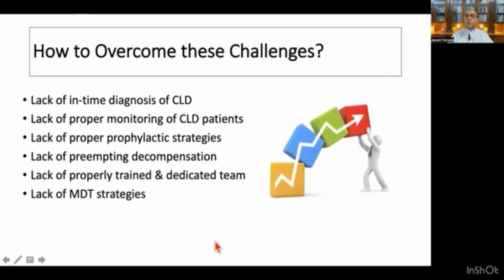So, how to overcome these challenges? Let's see how we can overcome these challenges. That is lack of in-time diagnosis, lack of proper monitoring, lack of proper prophylactic strategies, lack of preempting decompensation, lack of a properly trained and dedicated team, and lack of MDT strategies. We need to overcome these challenges if we want to ensure that the management of our decompensated cirrhotic patient should be a desirable one. So first, take the lack of in-time diagnosis.